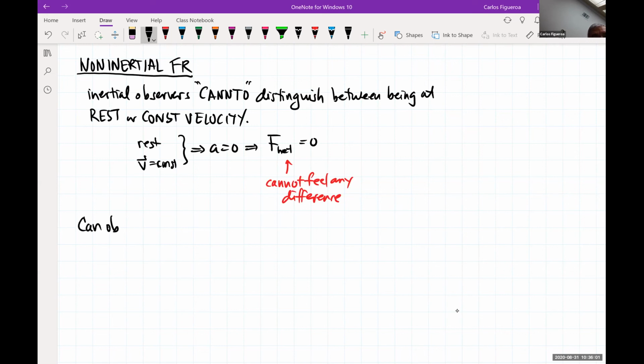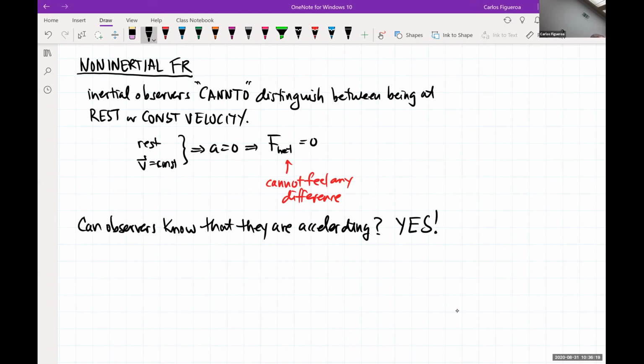Can observers know that they are accelerating? And the answer is absolutely yes. If I say you're in an accelerated frame of reference, that is the same as a non-inertial frame of reference. They're one and the same.